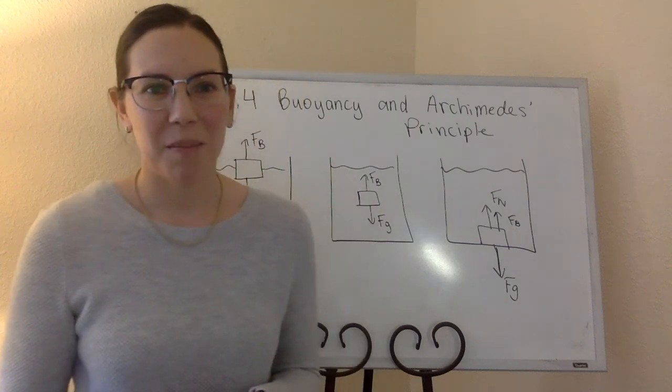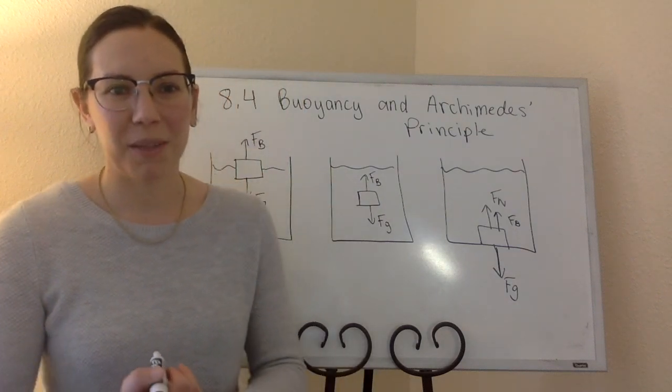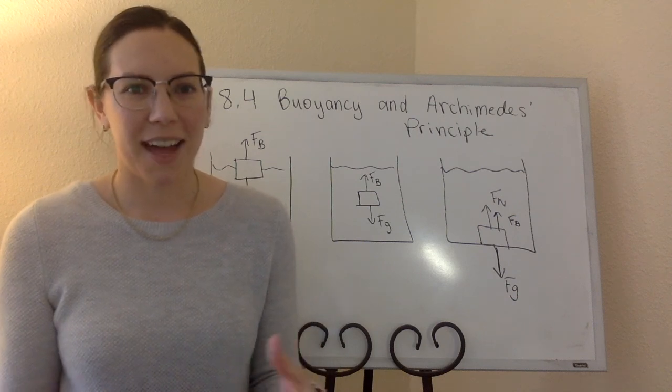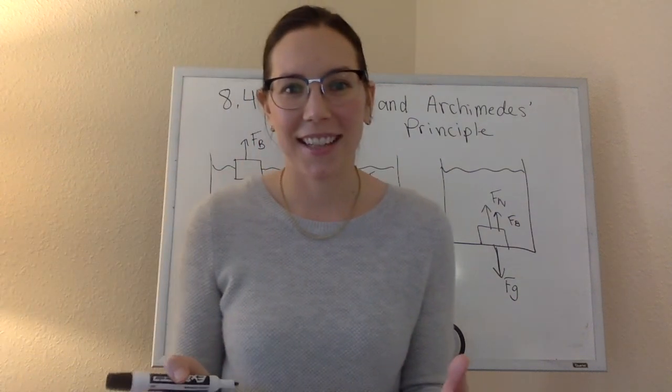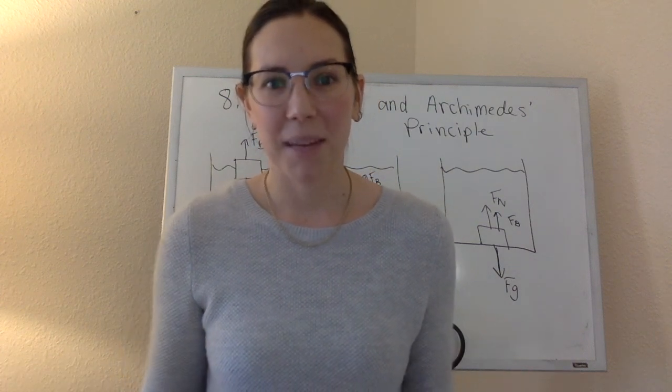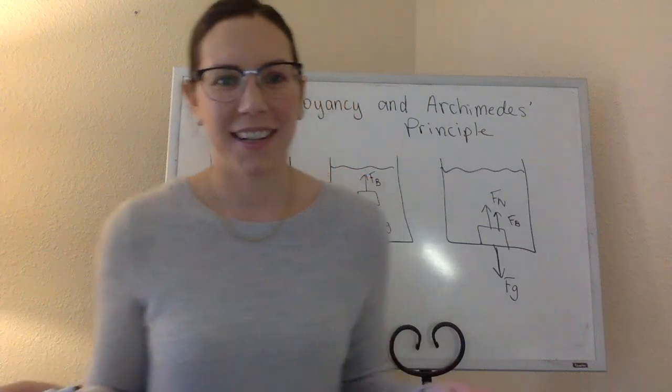Today I'm going to talk about buoyancy and Archimedes' principle in section 8.4. So the first thing I want to look at is three observations that tell us that when an object is submerged in a fluid, there must be an upward buoyant force acting on it.